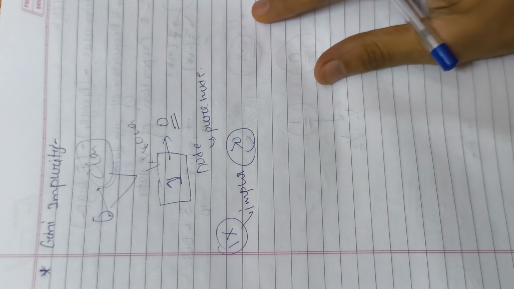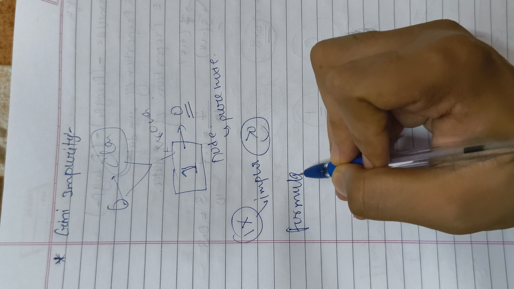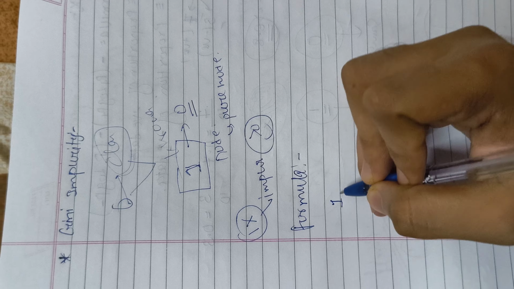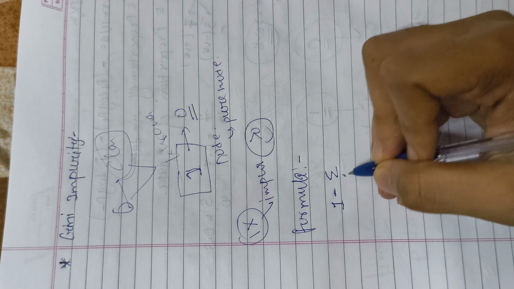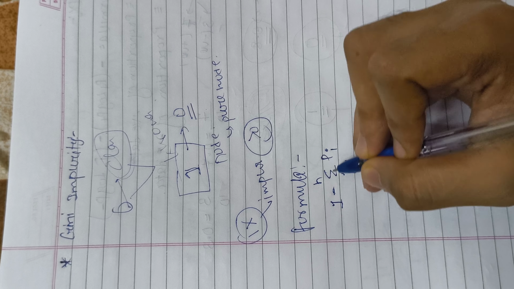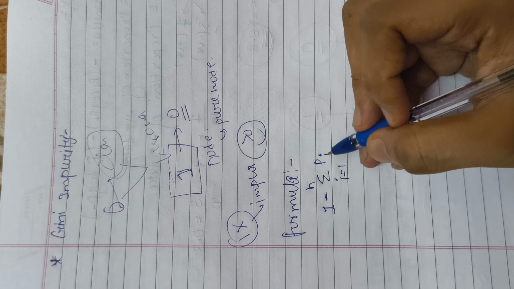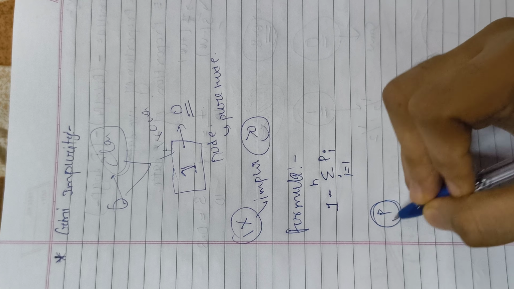Okay, now let me tell you the formula for Gini impurity. The formula for the Gini impurity is 1 minus the summation from i equal to 1 to n of p_i squared, where n is the number of classes in that particular node, and p_i, as I've already told you, is nothing but the proportion.